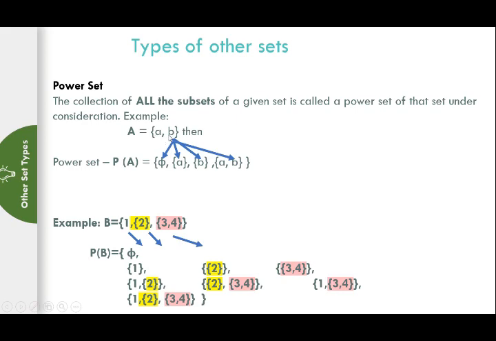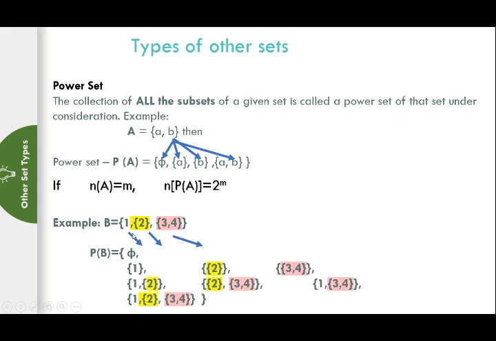Now if I try to make combinations of these elements, I will get the 0 element combination, 1 element combination, and all the elements combination. So this will be my resultant set. Now from this we can conclude that if you have m elements in your set, then there will always be 2 to the power m elements in your power set.